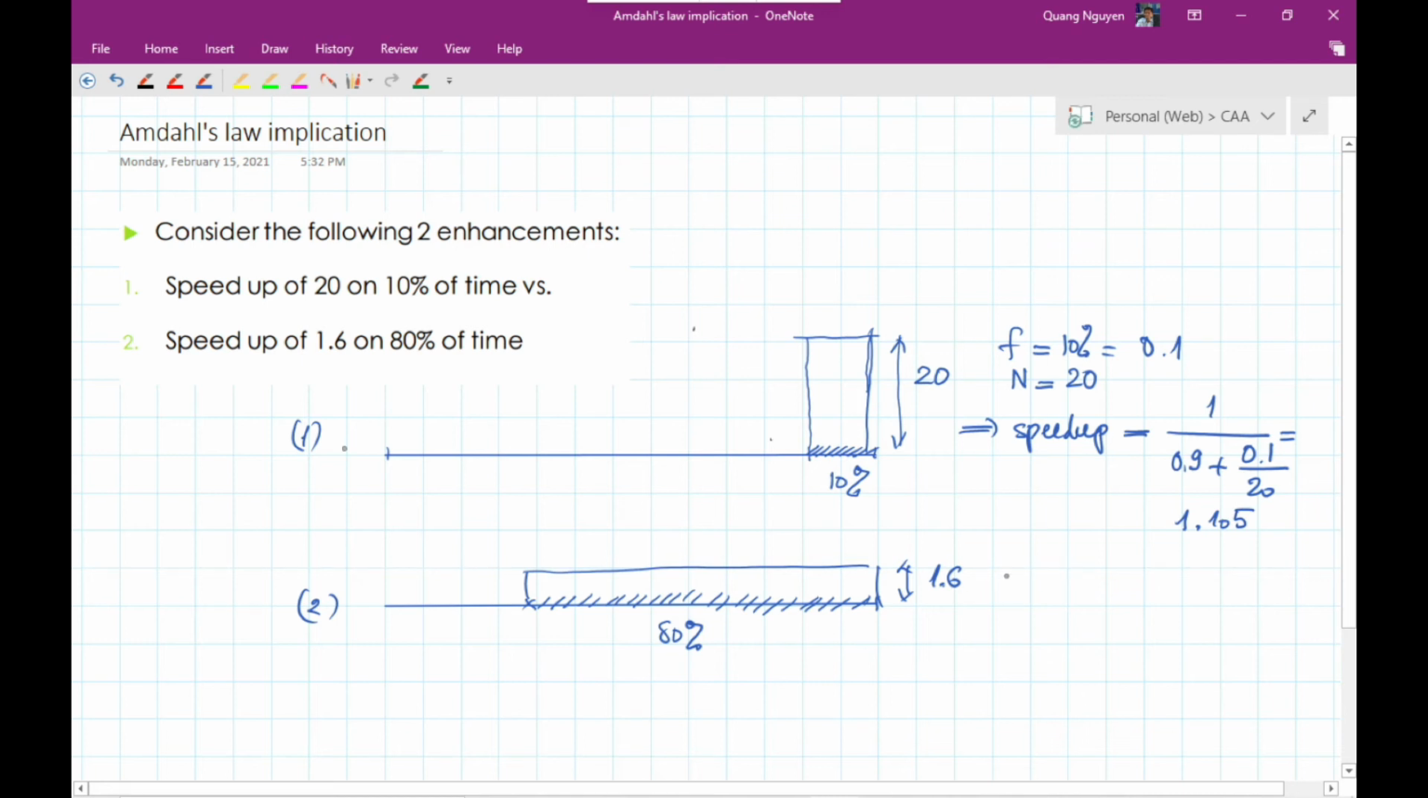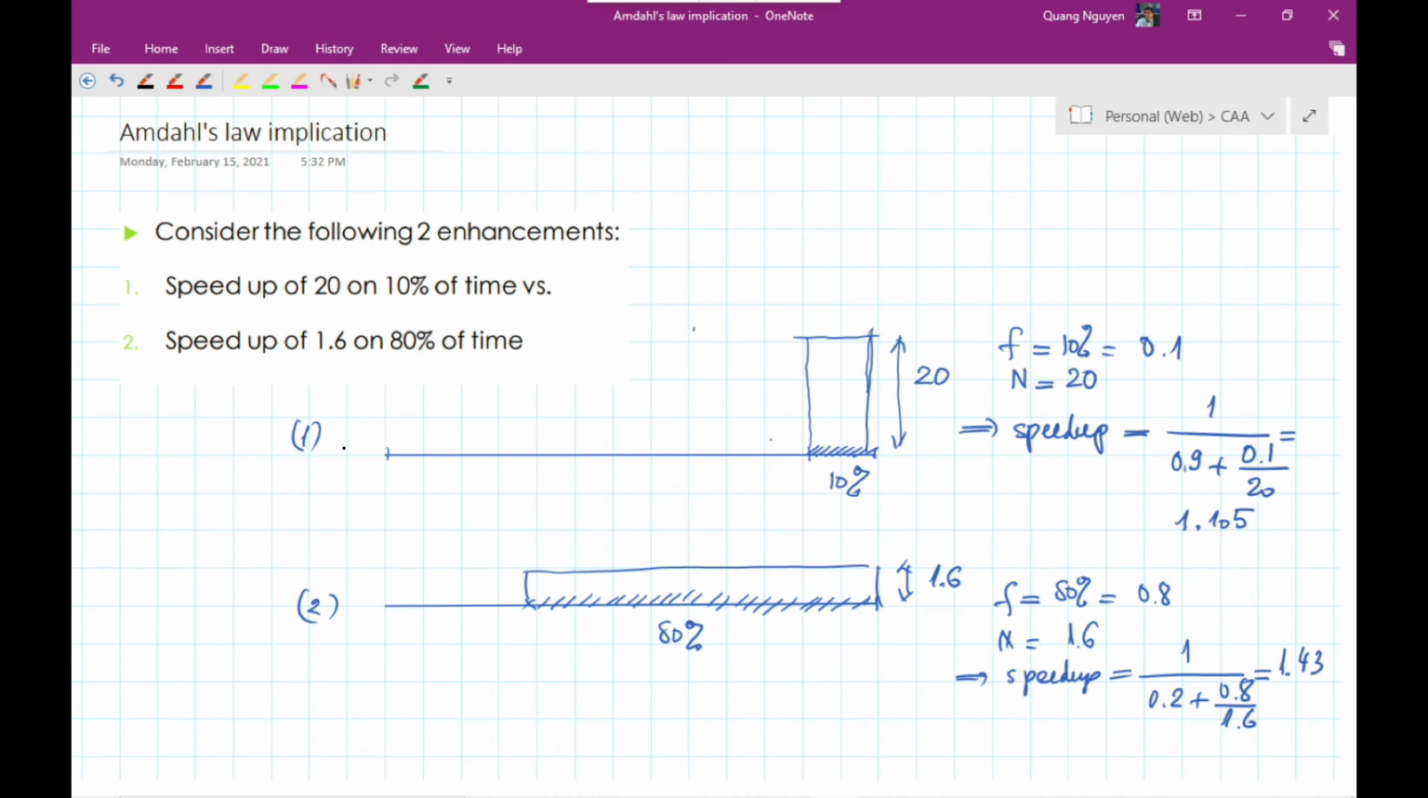Now for the second circumstance, we have F equal to 80%. That means 0.8. N equals 1.6. Now the speedup is 1 over (0.2 plus 0.8 over 1.6). And this equals 1.43. So for the second circumstance, you can see that the speedup is better than the first one. We can also draw another conclusion from this exercise.